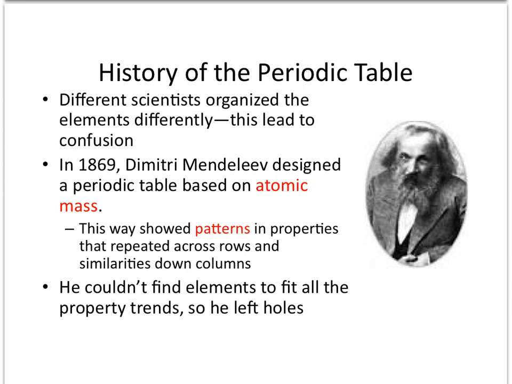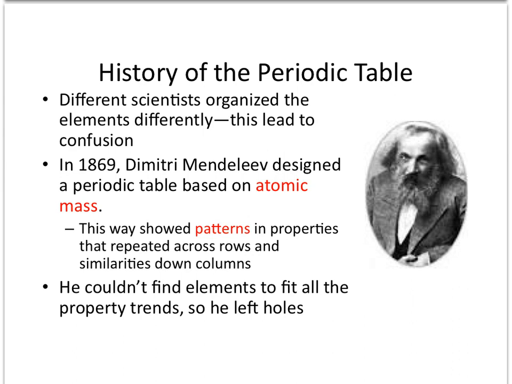Basically what happened was around his time, I think there were about 60 elements known, and he put any information he had of those elements on cards, pieces of paper. He was shuffling them around, trying to find patterns, and eventually he realized that if he based it on atomic mass, most of the elements showed patterns and properties that repeated across rows and had similarities down the columns.